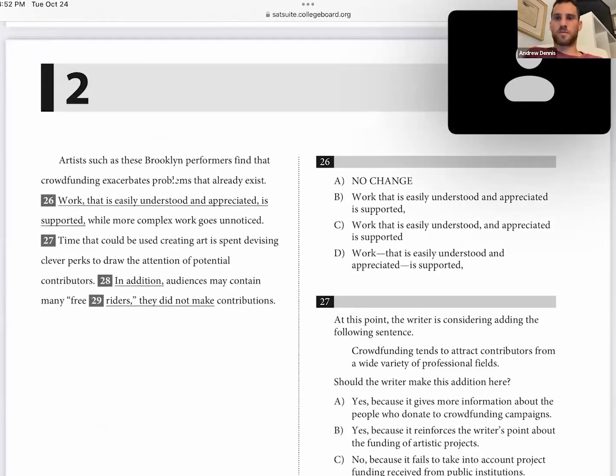Artists such as these Brooklyn performers find that crowdfunding exacerbates problems that already exist. Work that is easily understood and appreciated is supported, while more complex work goes unnoticed. Where would the commas go? Work that is easily understood and appreciated is supported.